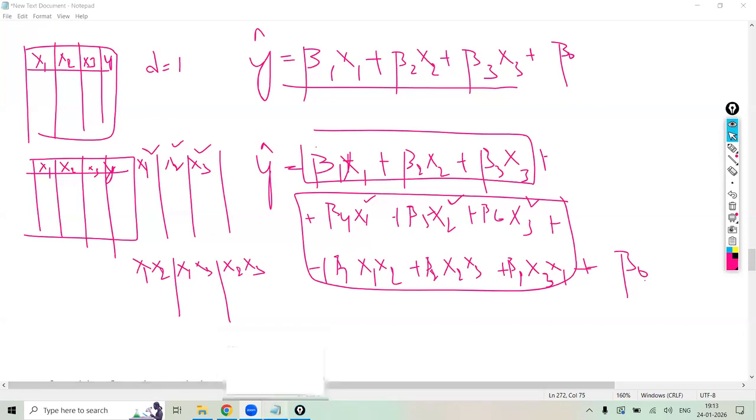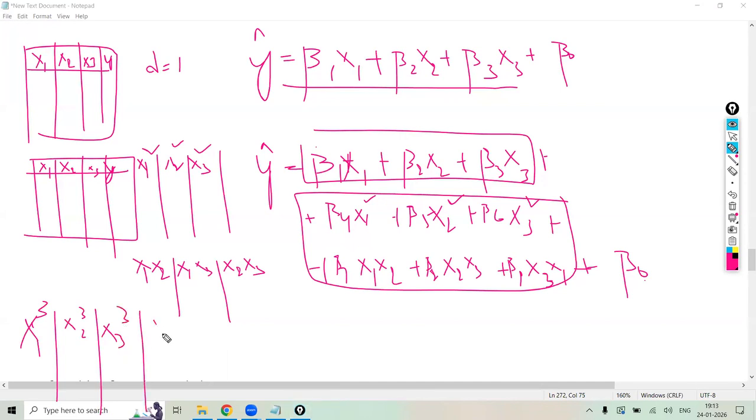Now, with the degree of 3, what additional columns will be added? X1 cube will be added. X2 cube will be added. X3 cube will be added. Next, X1 square into X2, because this is also degree 3, will be added. X1 square into X3 will be added. Next, X2 square into X3 will be added.